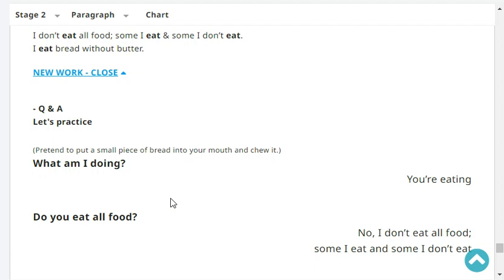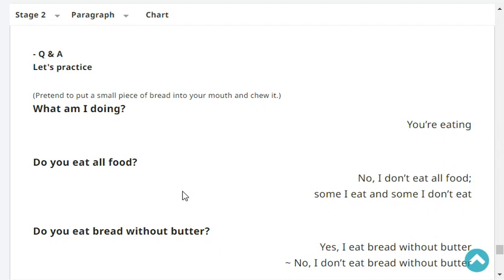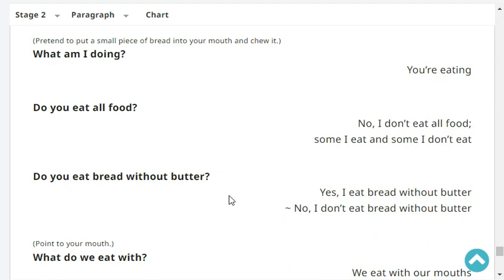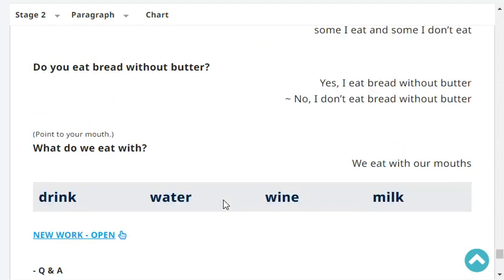Do you eat all food? No, I don't eat all food. Some I eat, and some I don't eat. Do you eat bread without butter? Yes or no? Yes, I eat bread without butter. What do we eat with?